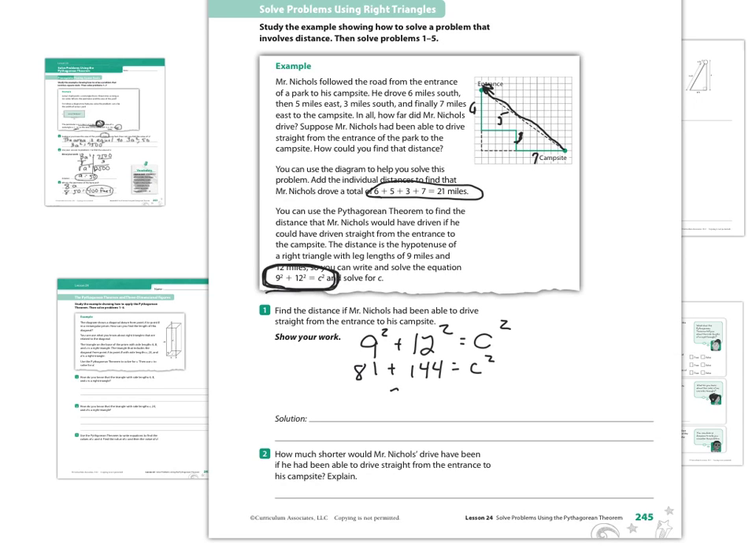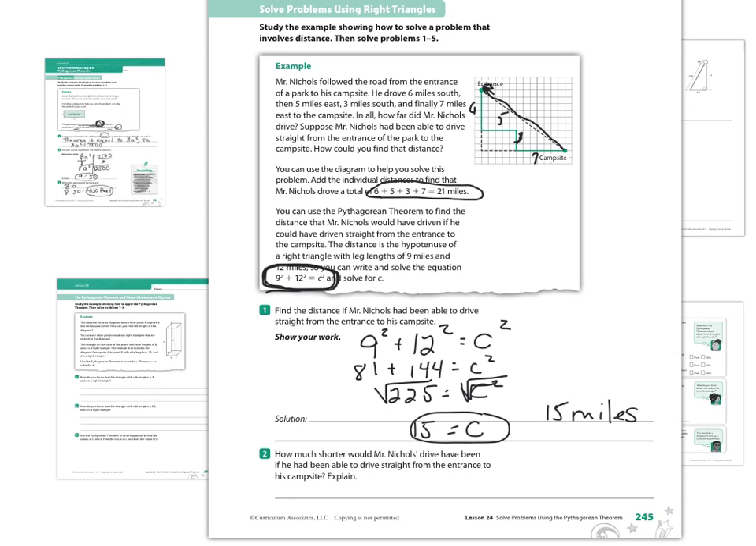Adding those values together, we get 225. Oops, sorry, that's supposed to be a C squared. And then once again, to find the value of C, if C squared is equal to 225, the inverse of squaring is finding the square root. So if I find the square root of C squared, I get C. The square root of 225 is 15. So if he had been able to drive straight from the entrance to the campsite, he would have to drive 15 miles.